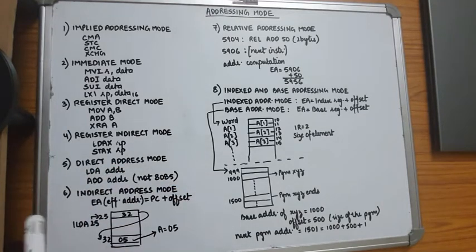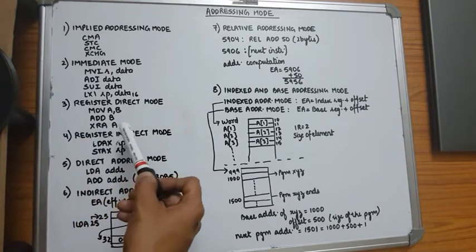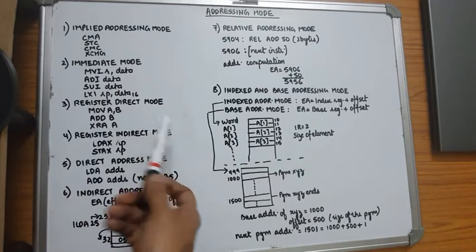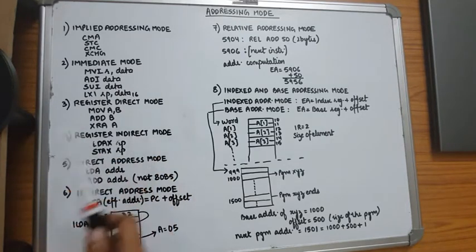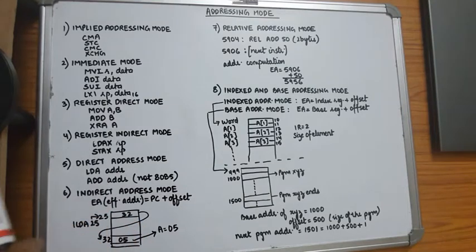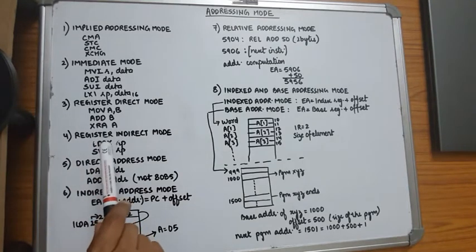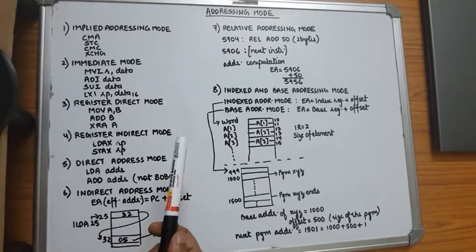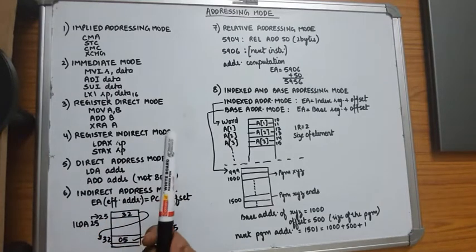This is register direct mode, whereby the contents were coming from the register itself. Register indirect mode, whereby the contents are now not coming from the register, but the register is holding the address of the data. So we are required to go to that address, and then we will bring the data from there. This is register indirect mode.